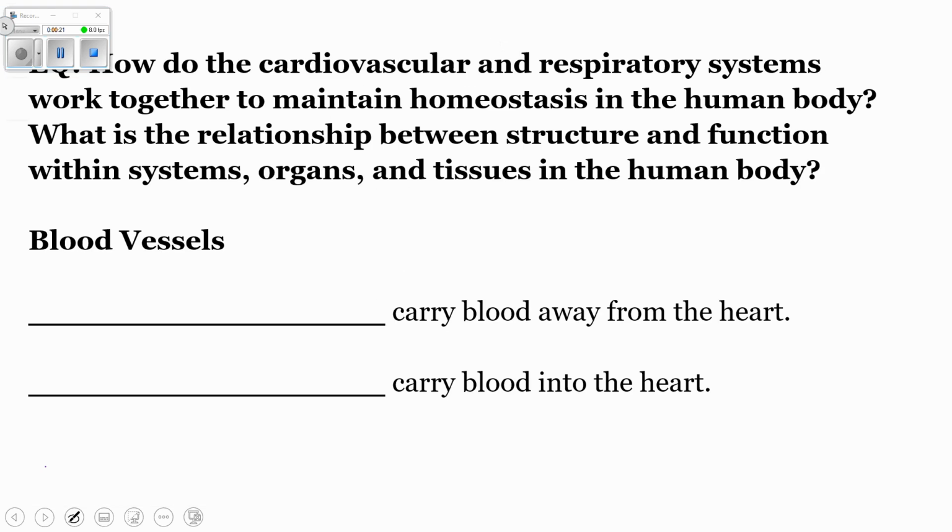First thing that we're going to be looking at is the structure, specifically the blood vessels. The first blood vessel that we're going to look at is the arteries. Arteries are going to transport blood away from the heart. Typically, arteries are going to have oxygenated blood. Now, there is one exception. That's going to be the pulmonary artery. The pulmonary artery transports deoxygenated blood to the lungs.